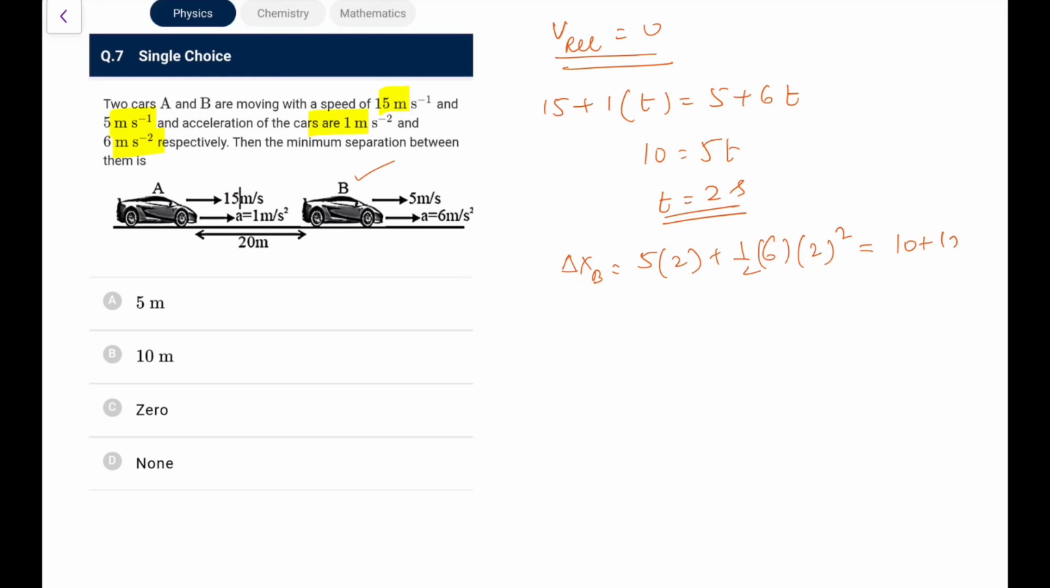10 plus 12, 22 meters it has moved, and A, I think, will move by 15 into 2 plus half into 1 into 2 square. So it would be 30 plus 2, 32 meters. So the gap reduces by 10 meters. So the minimum gap is going to be 10 meters. So go for option B.